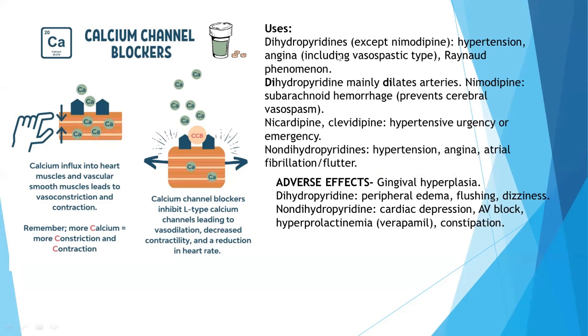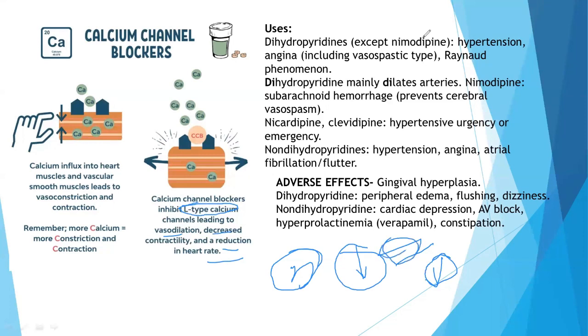This is so important that I will just highlight it. It inhibits the L-type calcium channels in the heart muscle cells, and it leads to vasodilation, decreased contractility, and reduced heart rate. So it provides an advantage for stable angina in three parameters: decreased heart rate, vasodilation, and decreased contractility. So demand is decreased and supply is increased through calcium channel blockers.